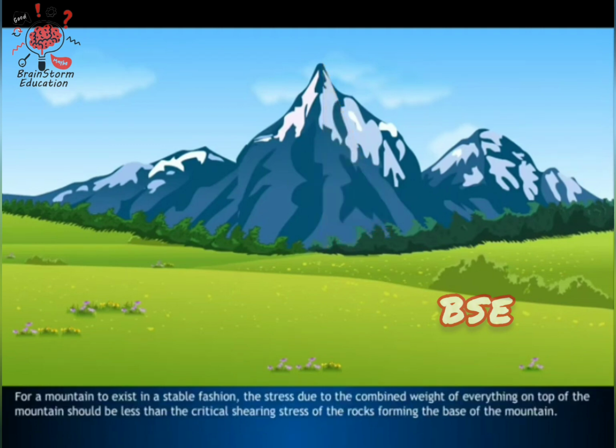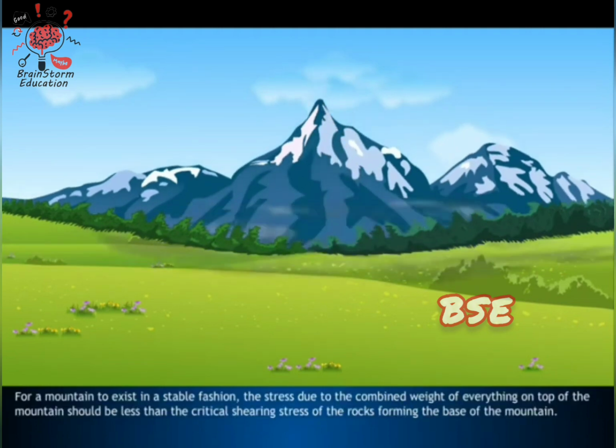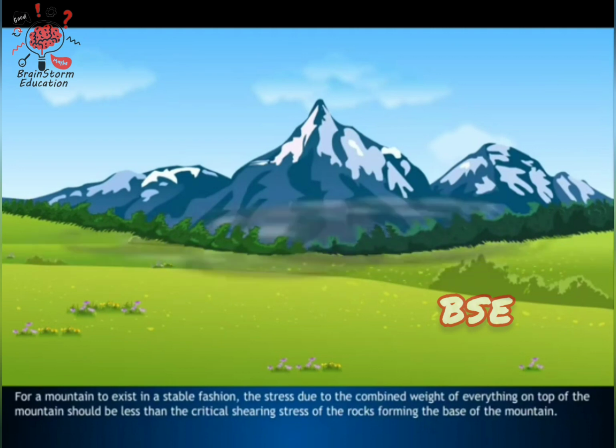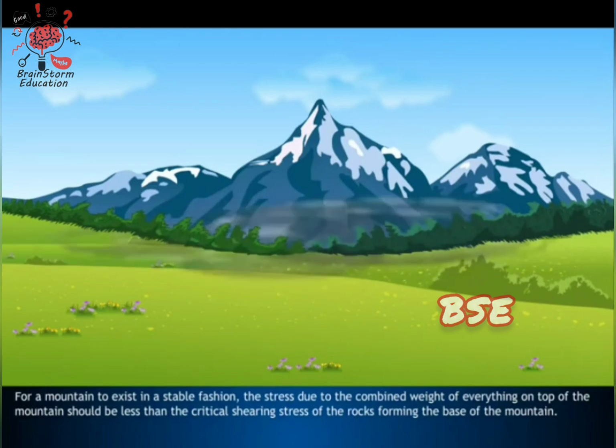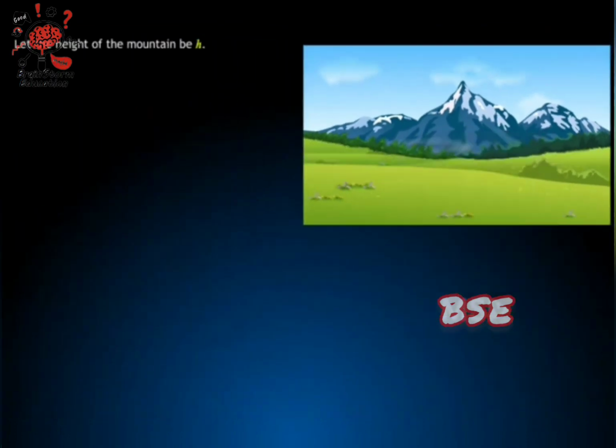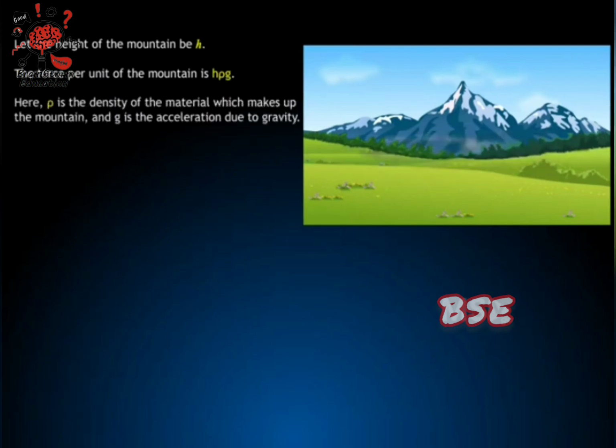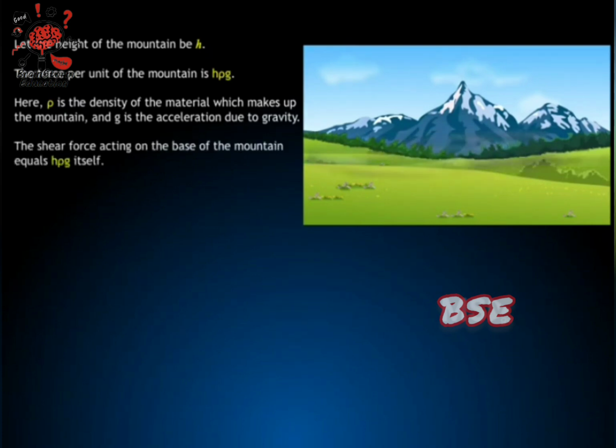For a mountain to exist in a stable fashion, the stress due to the combined weight of everything on top of the mountain should be less than the critical shearing stress of the rocks forming the base of the mountain. Let the height of the mountain be h. The force per unit area of the mountain base is h rho g, where rho is the density of the material which makes up the mountain, and g is the acceleration due to gravity. The shear force acting on the base of the mountain equals h rho g itself.